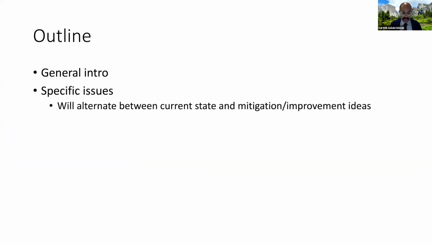So just a quick outline. We'll have a general introduction about bias and the bases of it. And then we're going to talk about some specific issues related to medical and scientific education in the academy. And we'll alternate between discussions of the current state and then some mitigation or improvement ideas.